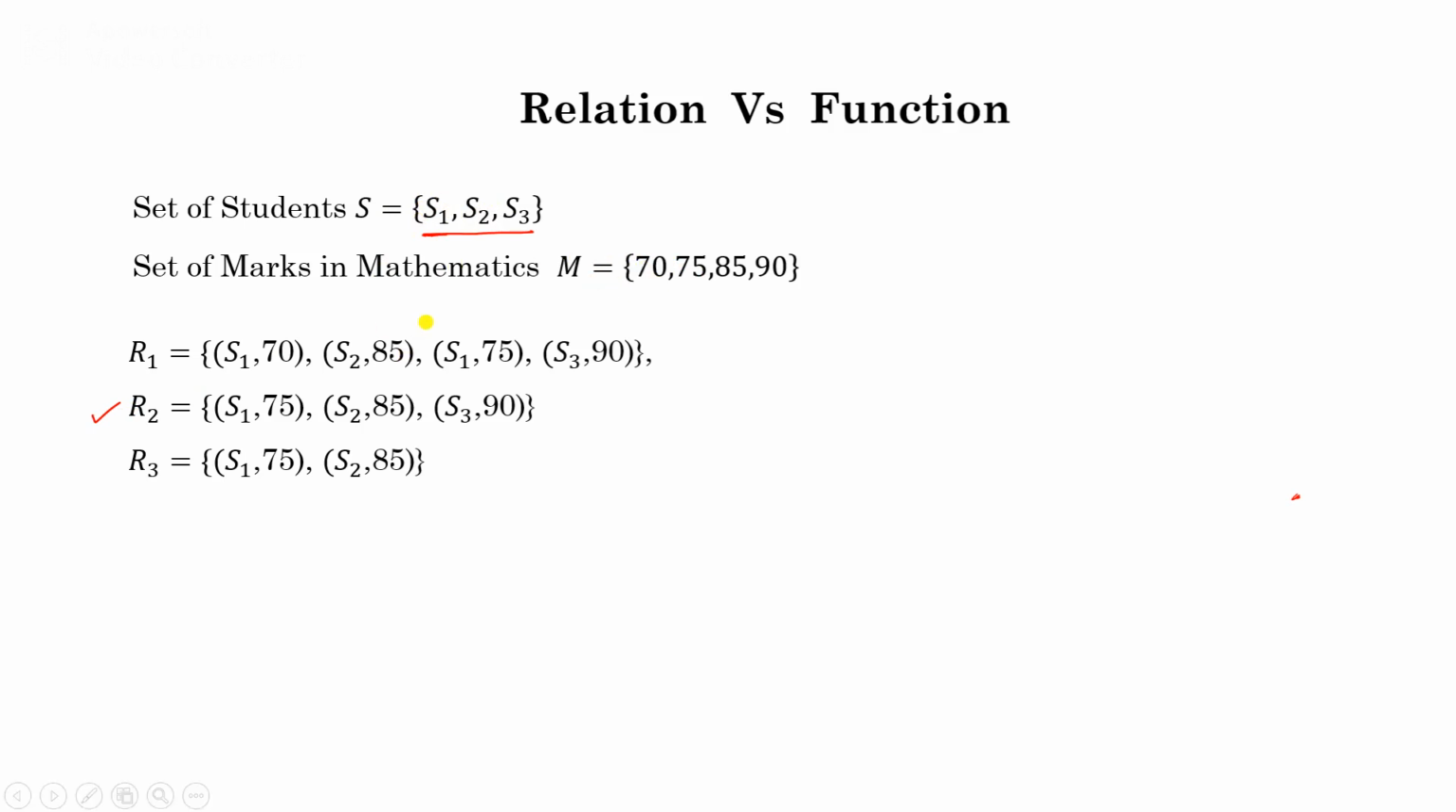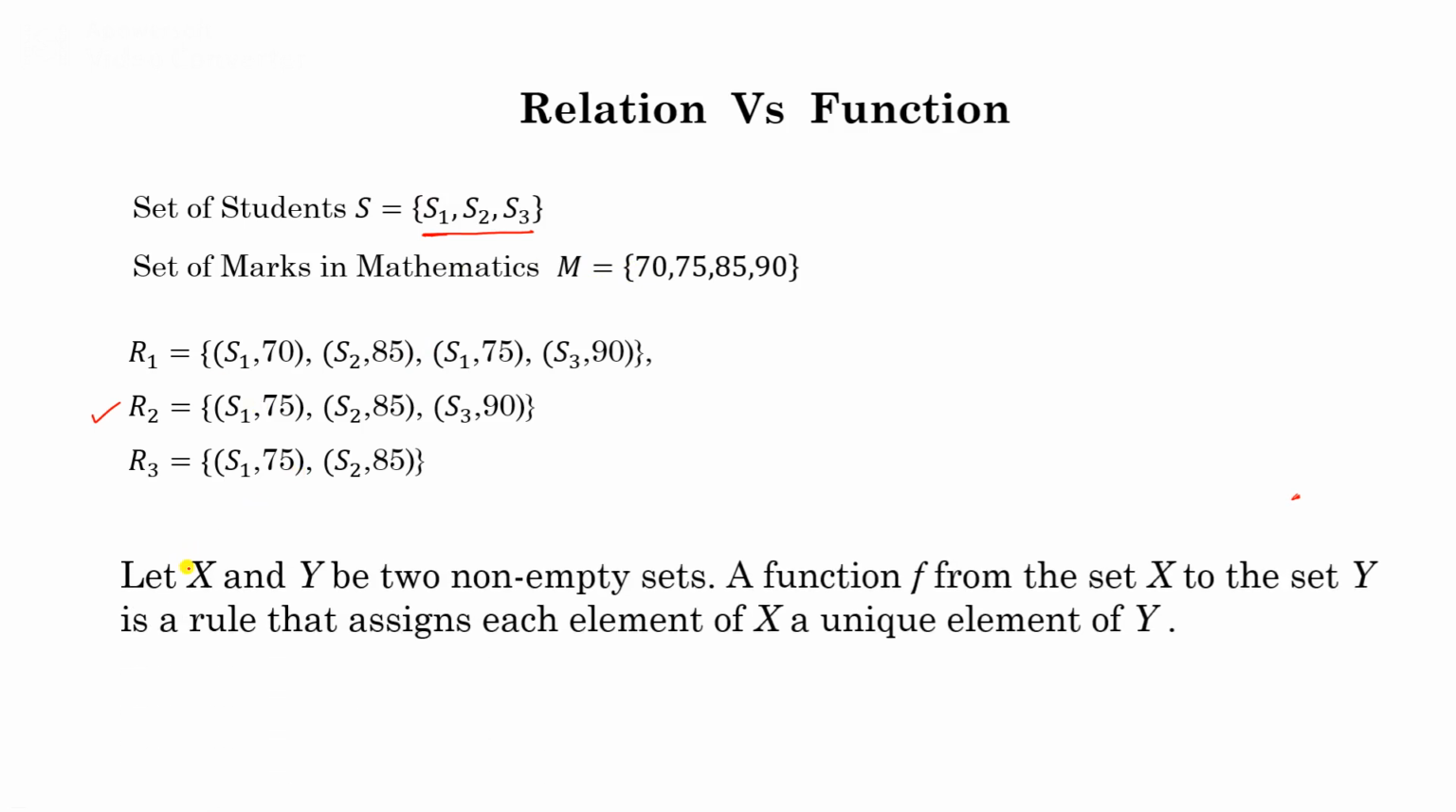So in simple terms we can define a function as follows. Let x and y be two non-empty sets. A function f from the set x to the set y is a rule that assigns each element of x a unique element of y. So you can define it simply as a rule. Suppose a function is there and you define the function f(x) equal to x square. It means this is a function. Whatever value you assign to x, you will get the square of it. So basically it is a rule that assigns each element of x a unique element of y. So this is the definition of a function.